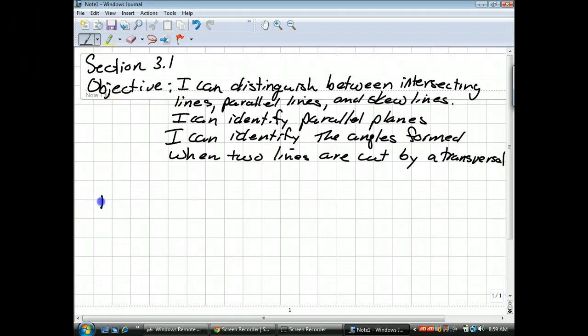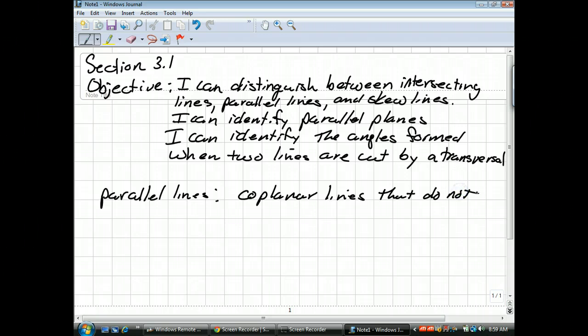So first of all, we're going to define what we mean by parallel lines. Parallel lines are coplanar lines that do not intersect. And the key idea here is that they must be coplanar. In other words, they must lie in the same plane.